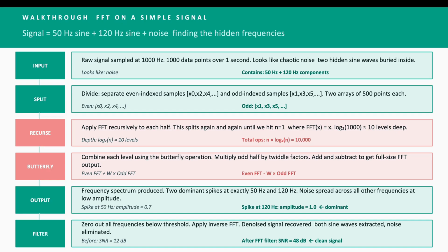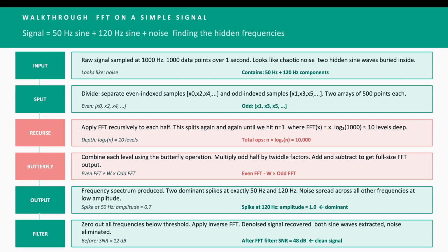The output: the FFT produces the frequency spectrum. Two dominant spikes appear at exactly 15 Hz and 120 Hz. The noise, which was uniform in time, spreads out across all frequencies at low amplitude. Then we have the filter.